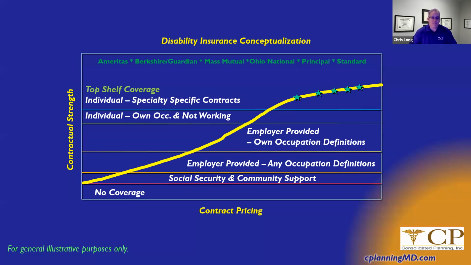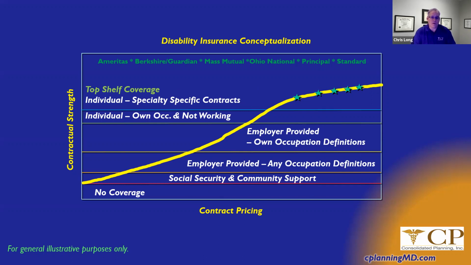Okay, so as we move up this curve, essentially a pricing curve, then we start to get into the individual specialty specific contracts. And with those contracts, again, you could be disabled from working in your specialty. And if you're able to do anything else, you can do whatever you want, earn income, and they're not going to reduce your disability benefit as long as you're disabled from working in your specific specialty or subspecialty.